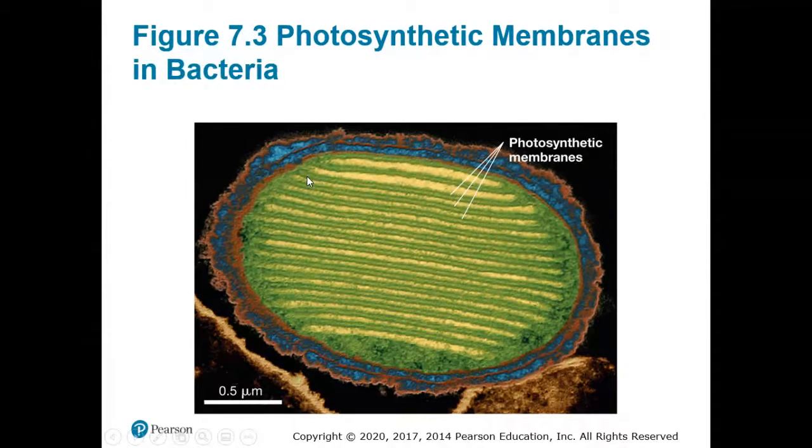Some bacteria have photosynthetic membranes that can allow them to do that, similar to chloroplasts in plants. But plants are mostly exclusive for having chloroplasts.